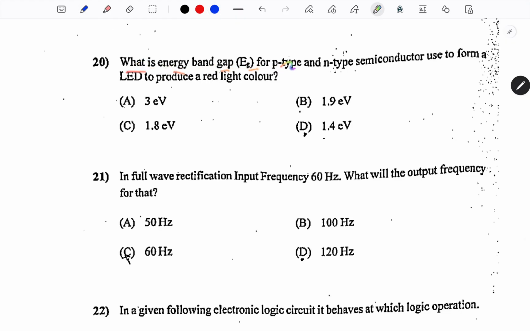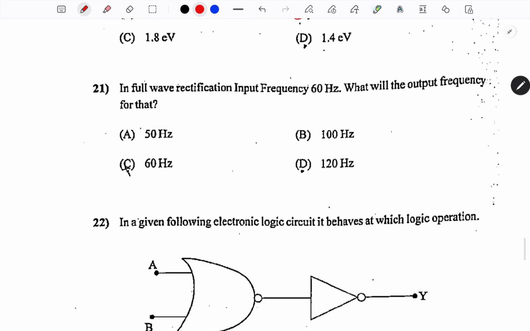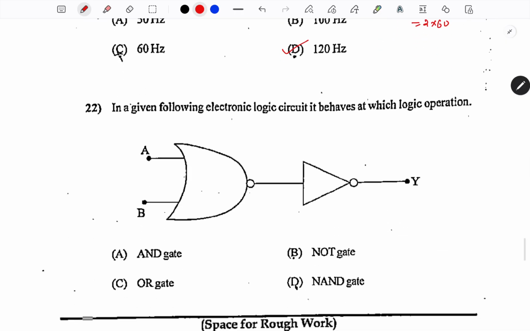What is the energy band gap for p-type and n-type semiconductor used in LED? Okay, for LED, this question is again on omitted syllabus, but for LED the gap is 9 electron volt. Next question: what will be the output frequency for full wave rectification with input frequency 60 Hz? Okay, for full wave rectifier we know that output frequency is equal to 2 times input frequency. So 2 into 60, answer will be 120 Hz.